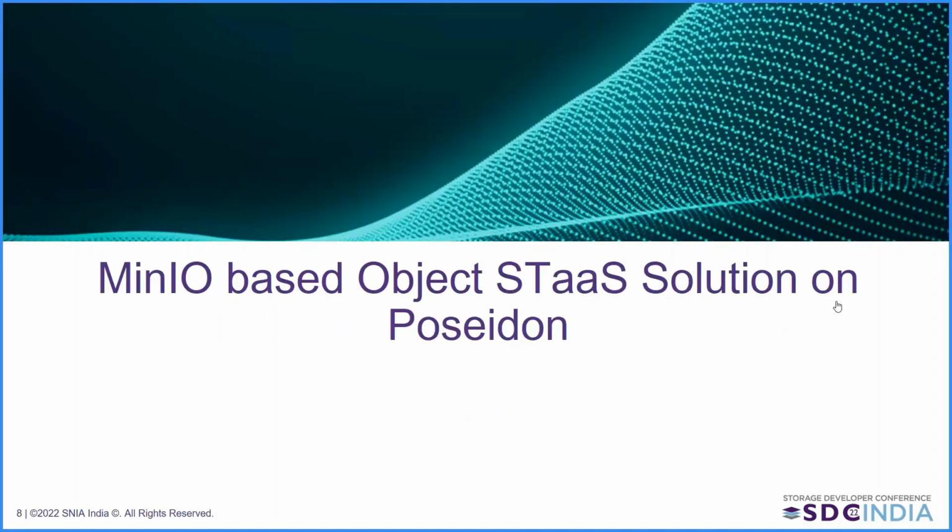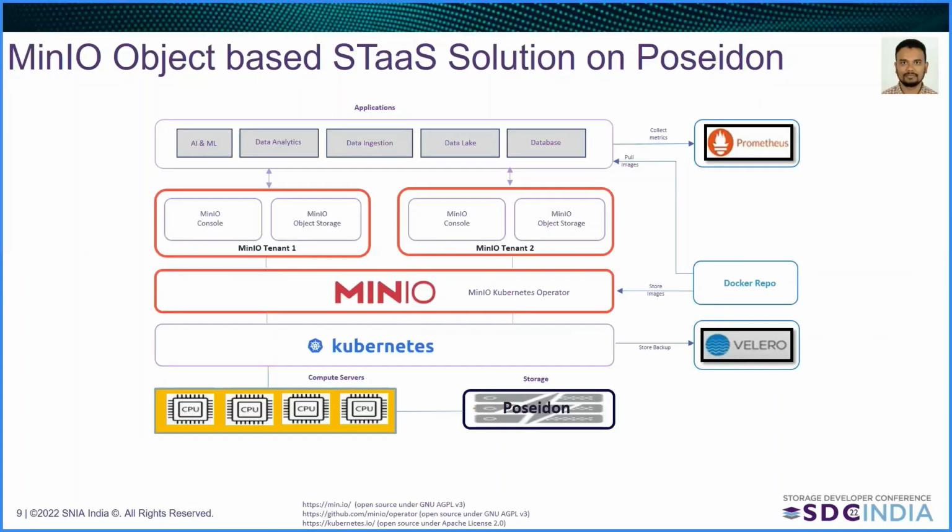Let us see the object STaaS solution we have built on Kubernetes platform with Poseidon as backend storage. We are making use of MinIO operator, which is a Kubernetes plugin, to achieve a multi-tenant STaaS solution. MinIO Kubernetes operator plugin enables and simplifies the deployment and management of MinIO object storage on Kubernetes. MinIO operator console provides a simple and intuitive web interface for creating the MinIO tenant. The diagram here presents the deployment of our multi-tenant object-based STaaS solution with MinIO object storage.